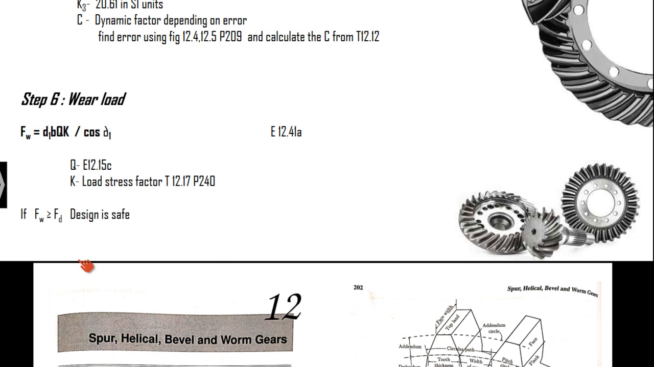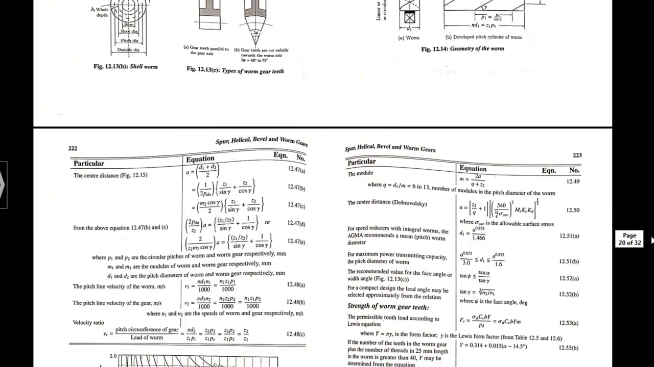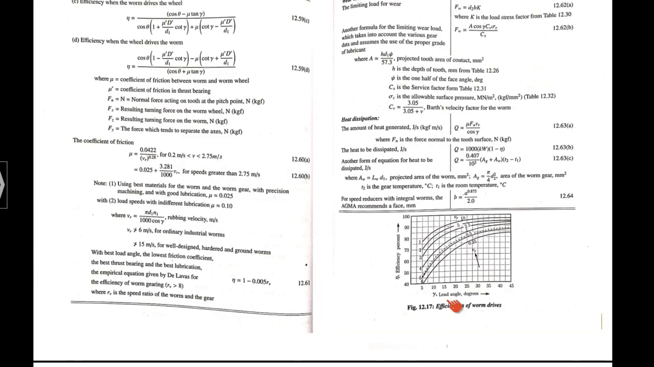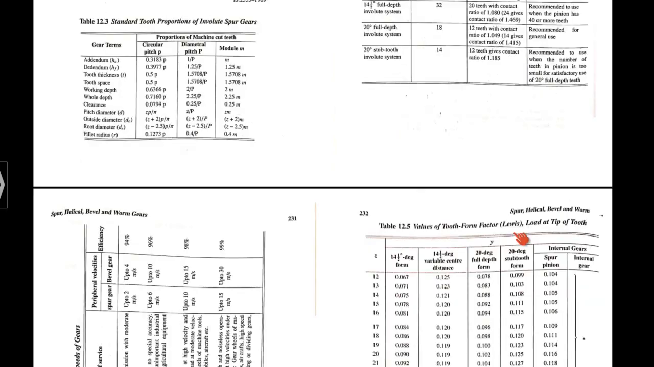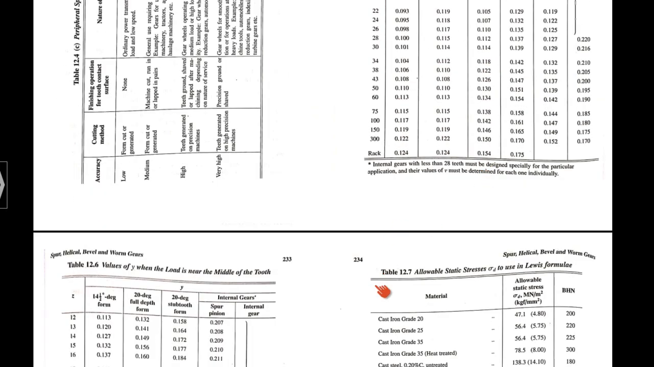Everything is given here, and finally you know how to conclude the design by equating Fw with Fd and solving for K. So you get the value of K, and from the table you can select the suitable hardness. Now let us go to the tables corresponding to the bevel gear and see what additional information is given in the tables for the bevel gear.